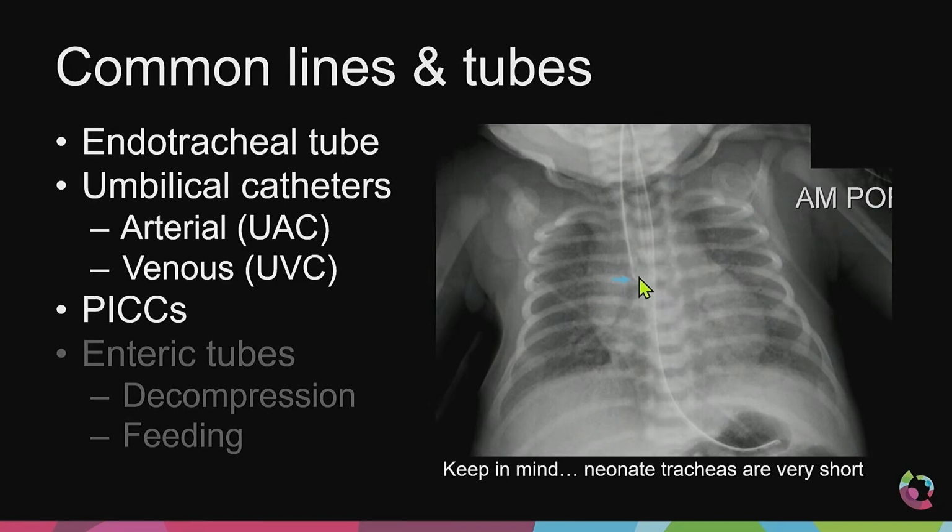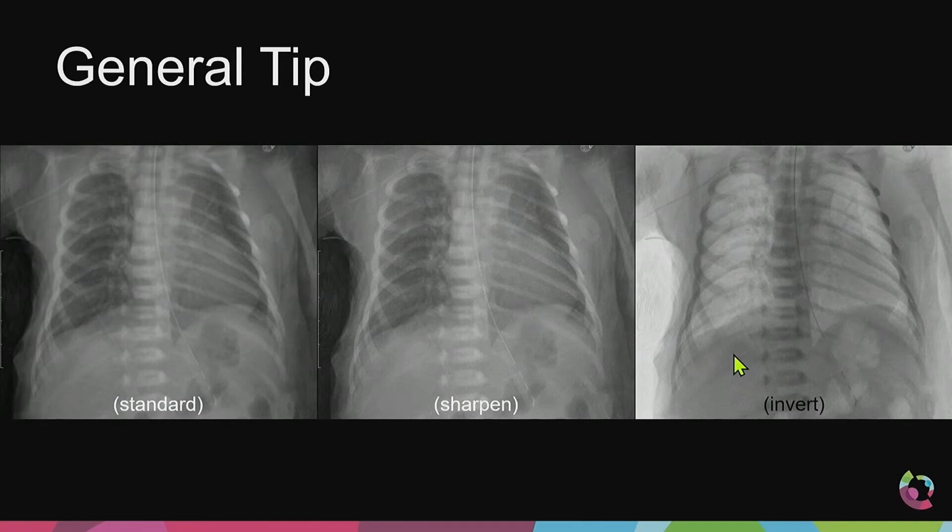Here's a radiograph of a patient with an endotracheal tube in place near the level of the carina, and an orogastric tube in the stomach. Keep in mind that neonatal tracheas are very short, and the tip of that endotracheal tube can move a lot with the position of the head. So when you're advising pulling tracheal tubes back, be careful how much you tell people to do that.